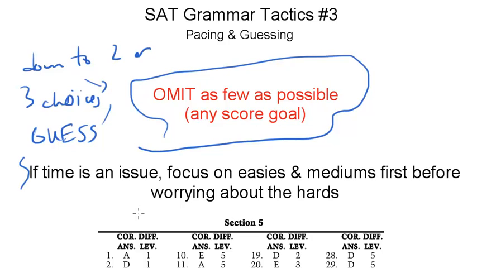The one caveat, the one little qualification, is if time is an issue for you. So if you're getting to the end of the error IDs and you're running out of time, you just don't have enough time to finish the section. If that's the case, then you really want to prioritize a bit. So focus on the easies and the mediums first before worrying about the hards. This is very similar to what I said in the math tactics series. You want to focus on the easies and the mediums because those are where the points are, right? For most people, they're relatively easy points compared to the hards. So if time is an issue, make sure you focus on those first.